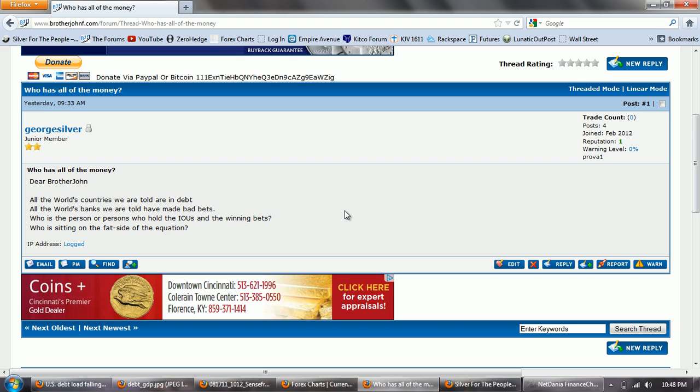But you can join them if you want to by simply buying physical silver. And if you have that, hold that in your possession and there's no debt pledged against it, then of course you as well are going to be on the fat side of the equation.